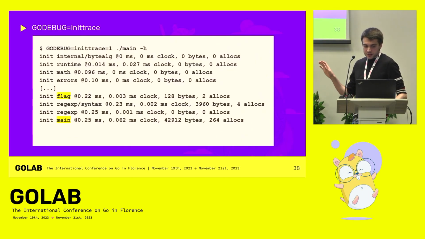What's interesting about this is that we can see what we learned in previous slides in practice, right? So main is initialized after flag because main imports flag. You can also see at what timestamp from the start of the program each one of those packages got initialized. And you can also see what the cost for initializing each package was, which is, I think, the most interesting bit. In this case, the main package took about 62 microseconds to initialize. It allocated about 40 kilobytes, and that was about 264 allocations in total.